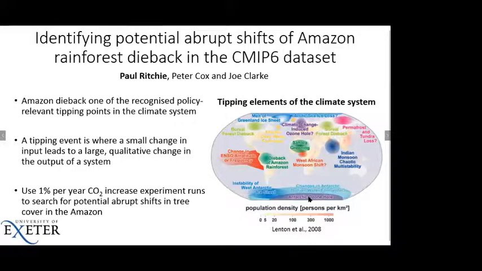When we say tipping point, what we mean is where we see a small change in input levels leading to large qualitative changes in the output of the system. So to search for these potential abrupt shifts of dieback, we're going to be looking at the tree cover from 4 different models from the CMIP6 dataset, using the 1% per year CO2 increase experimental runs. We want to use these runs in particular because any abrupt shifts that we find, we want to know that they're climate driven as opposed to land use driven, for example.